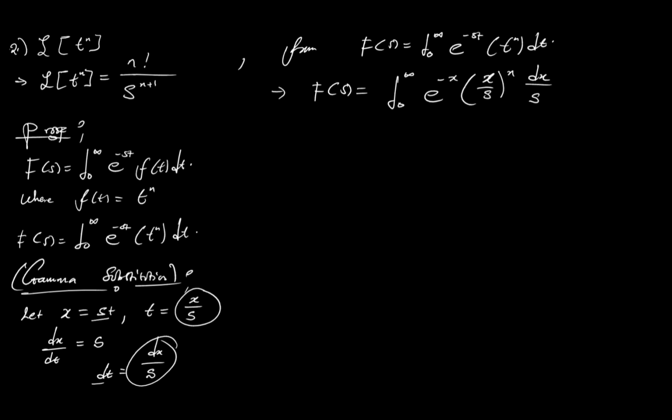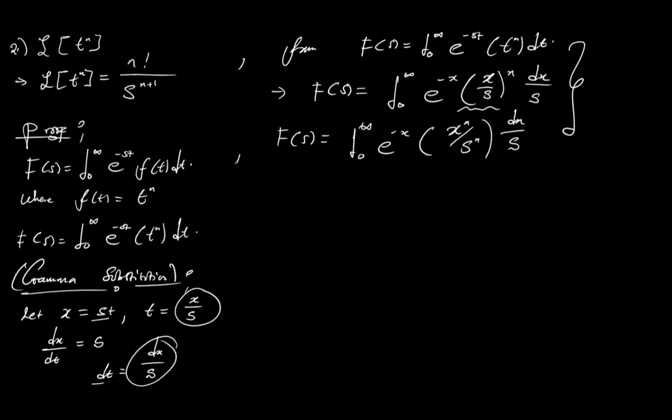Now, we're going to apply basic algebra. So the s domain is now equal to, if we pull out all the values that are constant, we first have to simplify this portion here, where we have e to the minus x, then the n will be distributed to x and s, where we're going to have x to the n over s to the n, and then we'll have the dx over s. Now, by remembering indices, we know that s to the n times s to the 1 gives us s to the n plus 1.